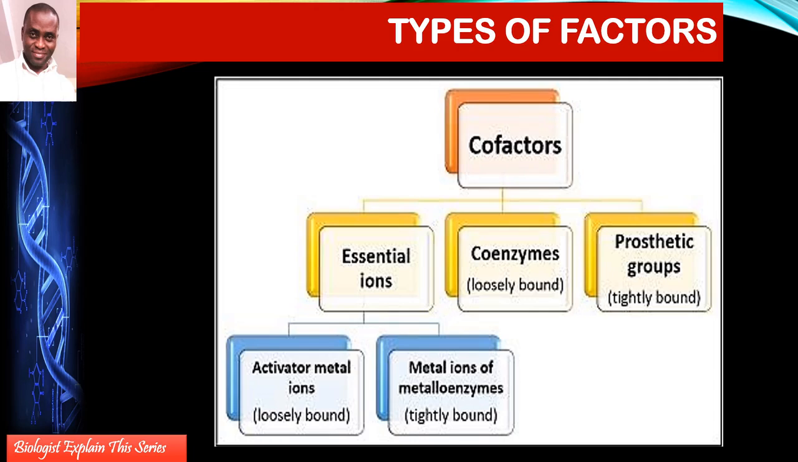As we proceed with the study, we are going to be seeing the details about each of these cofactors. But from the outset, you can see that coenzymes are loosely bound, meaning it's only in the course of the reaction that you see the coenzyme being fitted into the protein structure of the enzyme molecule, while the prosthetic group is always permanently attached to the protein structure of the enzyme protein.